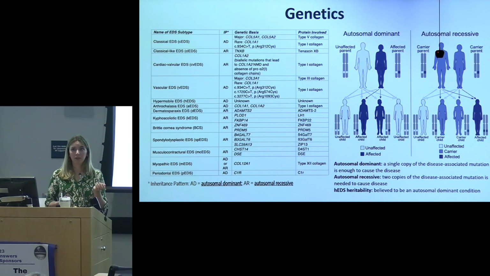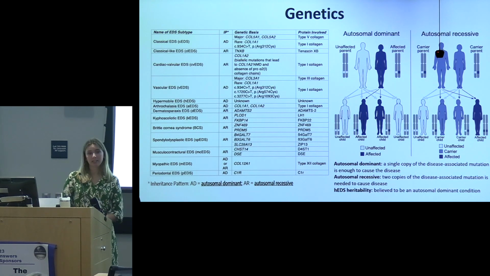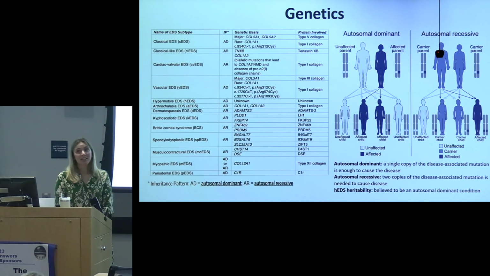Typically, one, or in some cases, both parents are affected, and it's passed down to the child. Both parents do not have to be affected, though, for a kid to have HEDS. And then with recessive, you have parents that are carriers, and so there's a chance that one kid will get a copy from each parent and then have the disease. So some of the very rare types of EDS are recessive, but the more common ones and HEDS are believed to be autosomal dominant.